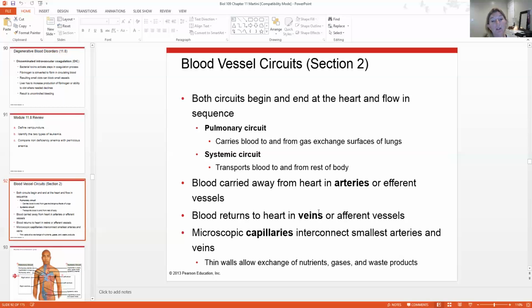You also have blood being carried away from the heart in the form of arteries or efferent vessels, just like we had in the brain, right? And then we have blood returning to the heart in veins or afferent vessels. And then we have capillaries, which are connecting the smaller arteries and smaller veins together. They have very thin walls to allow for exchange of nutrients.